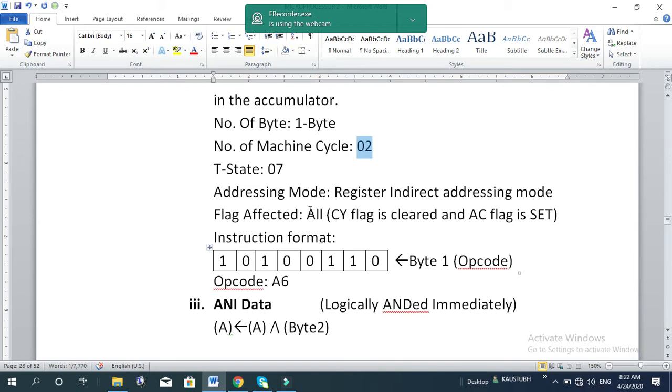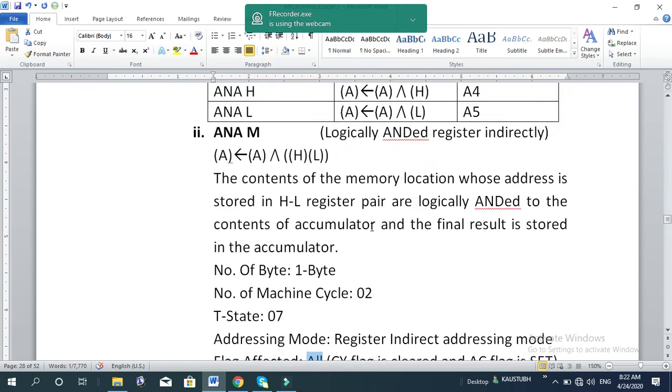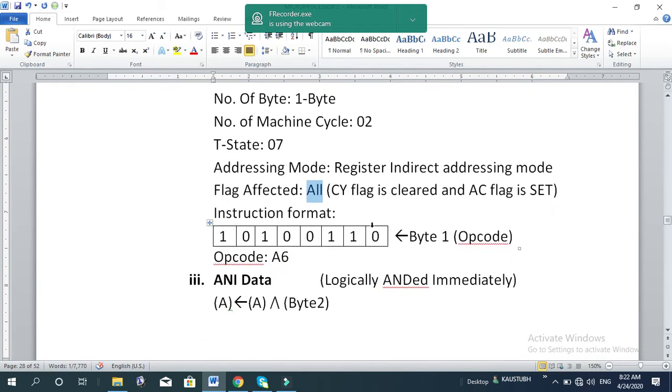Here also, all the flags will be affected. Particularly, the carry flag is cleared, that is 0, and the auxiliary carry flag is set, that is set to 1. And since it is only one instruction format, which is only 1 byte, that is the opcode, the instruction format is 10100110, which is A6 hex. Sorry, this is A6 hex.